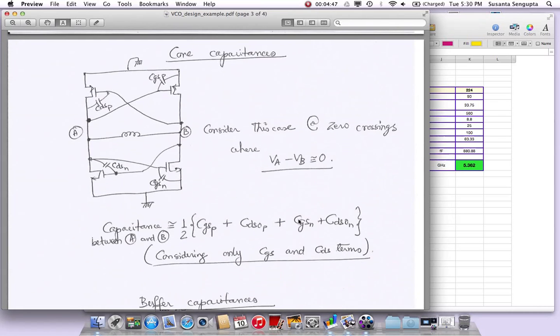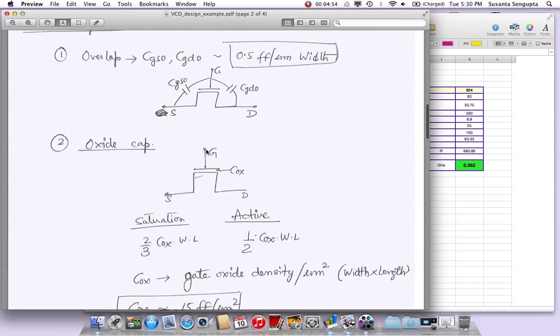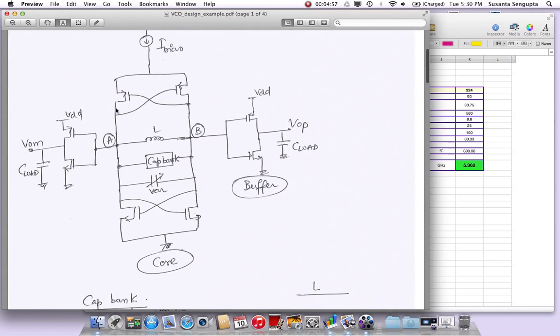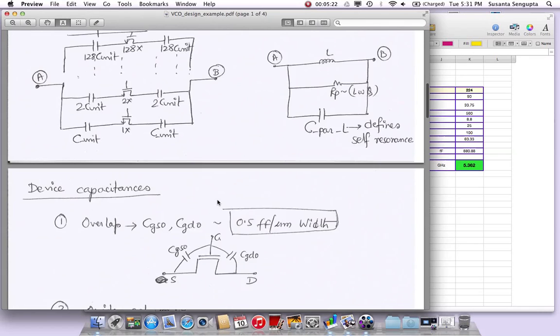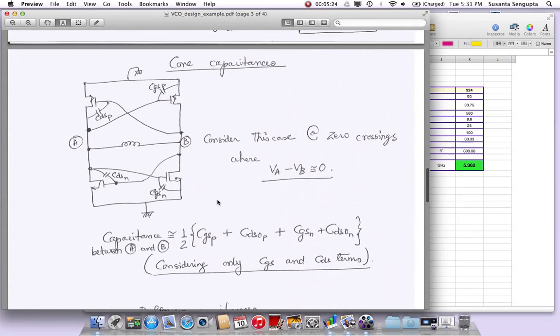Then as we go through the Excel file later on, we'll also calculate many capacitances. By core I mean the cross-coupled NMOS and cross-coupled PMOS of the VCO, and this stage I'm calling the buffer. For this core stage, I want to calculate the various parasitic capacitances which end up being very dominant. We need some estimate of what these parasitic capacitance values are, for the core as well as for the buffer. That is what we will try to calculate next.